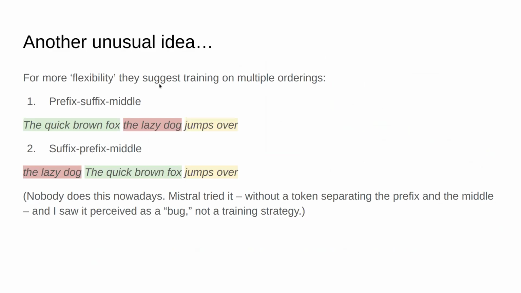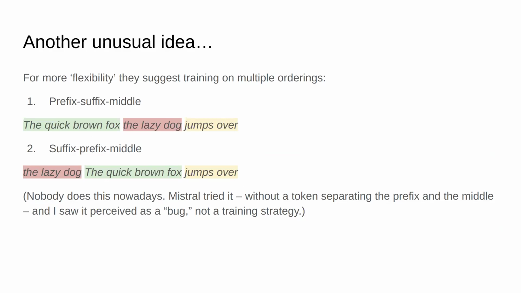Yeah, so as I was saying, they even suggest training on multiple orderings, which nobody does. I'll say that Mistral in CodeStral did this, and they actually do suffix, prefix, and then middle. And this is, I think, to kind of overcorrect for, well, the quick brown fox jumps over should follow logically, and then we can try to make it so the model loops back around to the beginning.